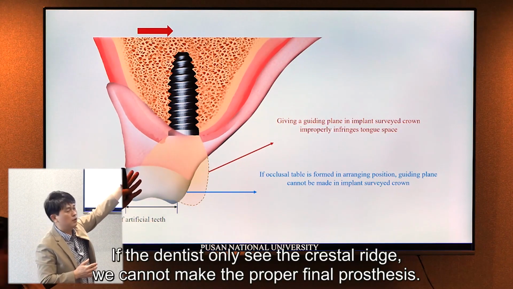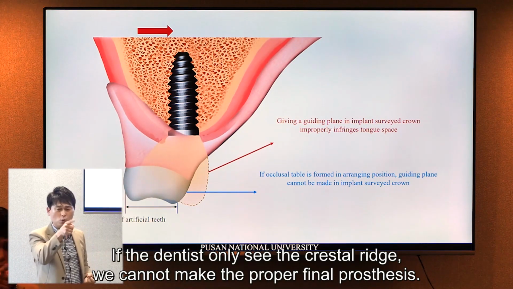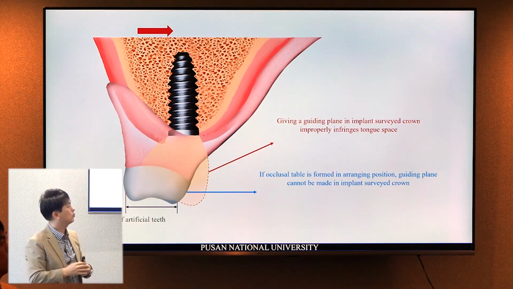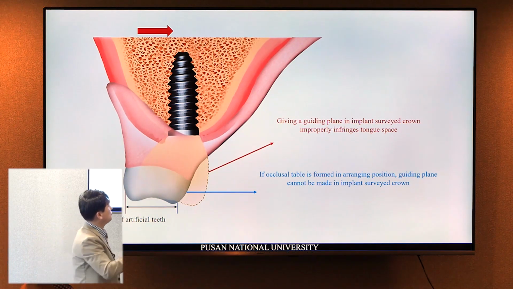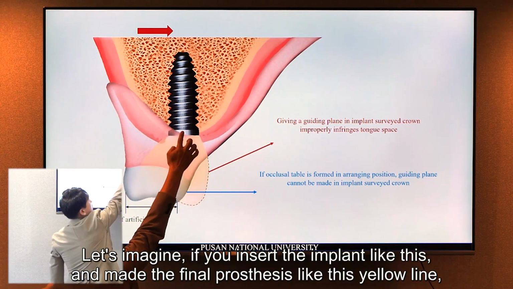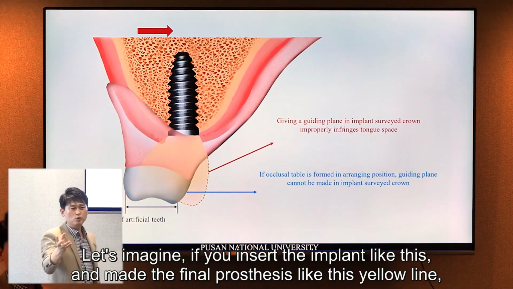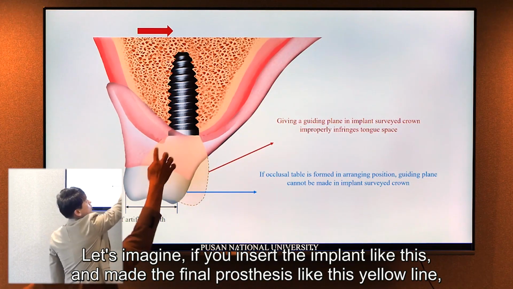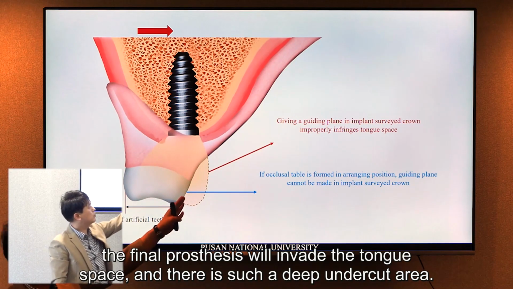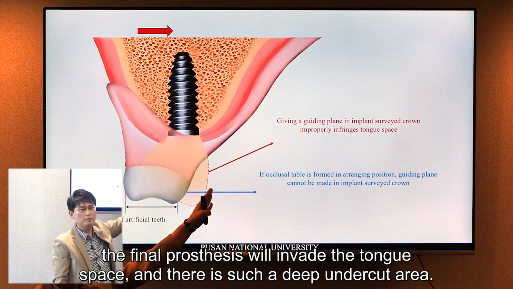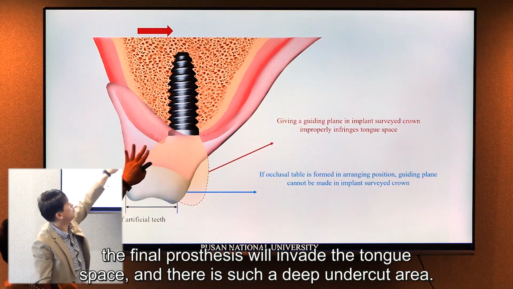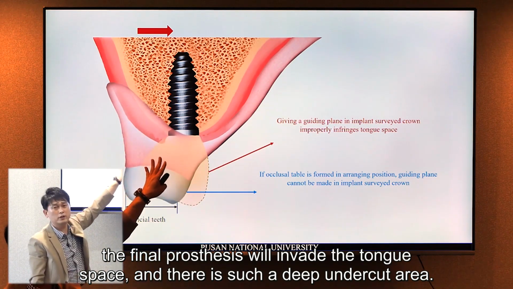If the dentist shows only the crestal ridge, we cannot make the proper final prosthesis. It's very important. Okay, let's imagine. If you insert an implant like this, and then you make the final prosthesis like this yellow line, the prosthesis will invade the tongue space, and there is a deep undercut area.